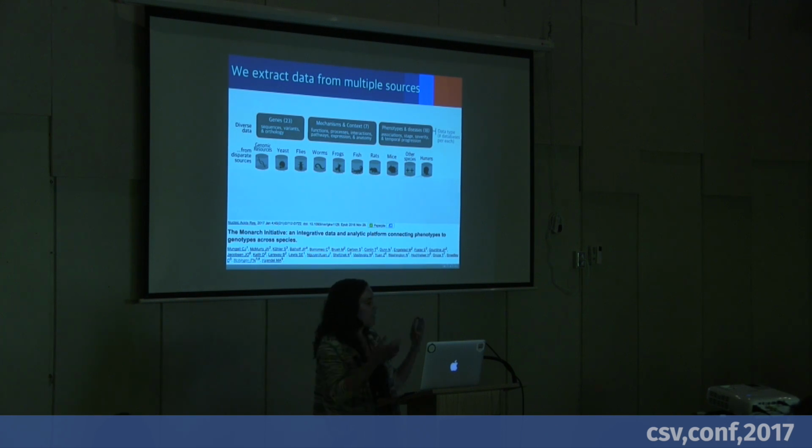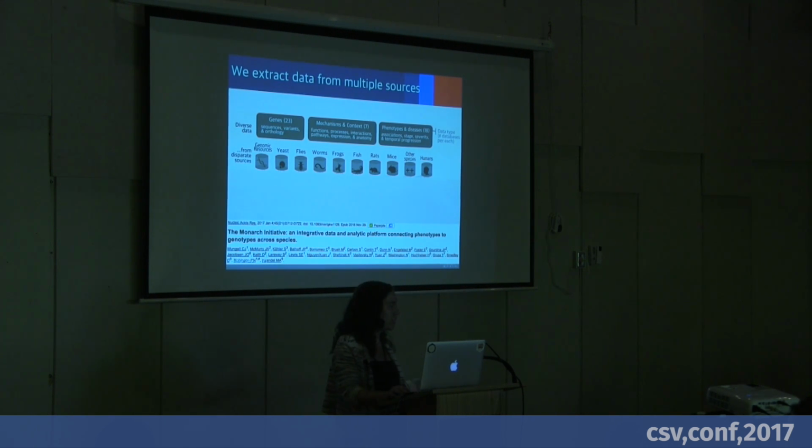So first, we extract data from multiple sources. We have very diverse data, information about genes, mechanism and context, and phenotypes and diseases. And then we take this data from very disparate sources, such as genomic resources, model organism databases, which are where researchers can store some of their data, and also from clinical data, and then from published papers.